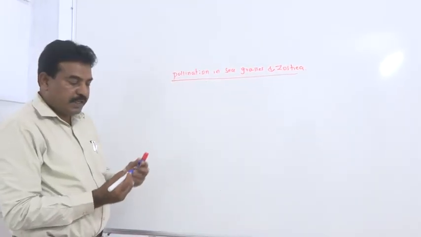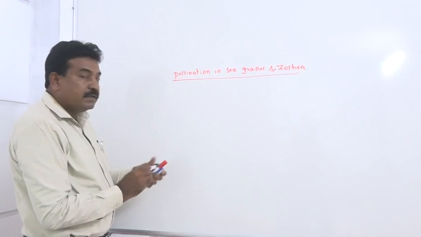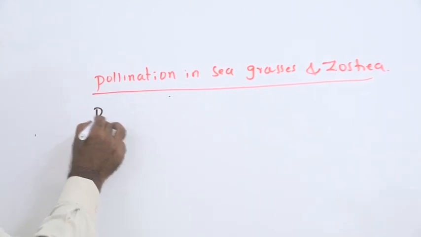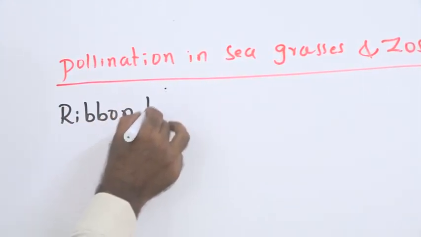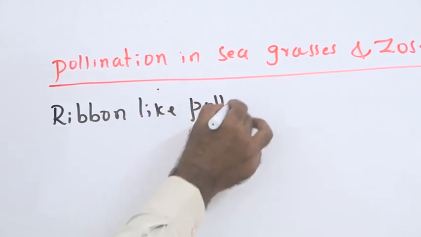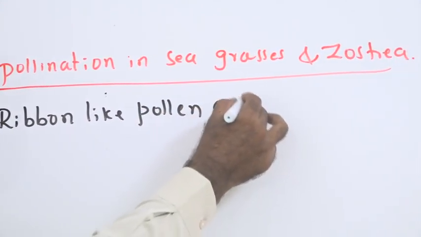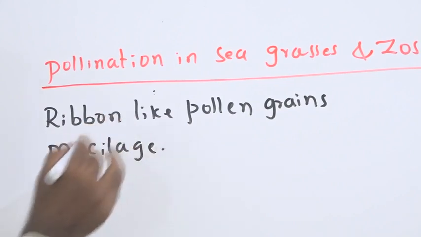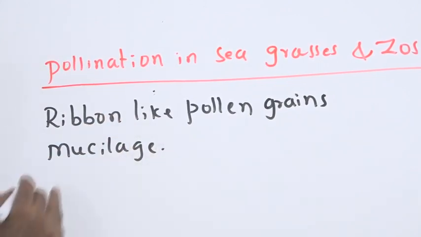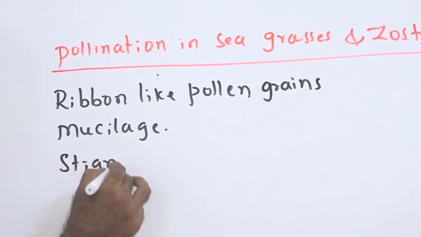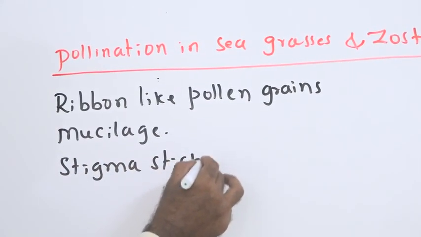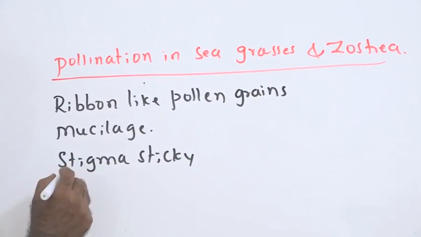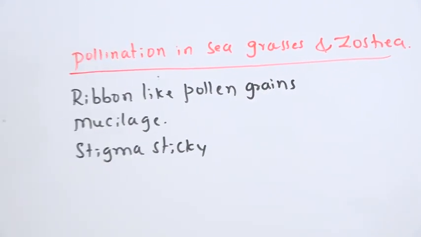Sea grasses and Zostera, these two aquatic plants are submerged. That means they remain inside. As a result, they possess ribbon-like pollen grains, and these ribbon-like pollen grains are once again covered by mucilage. Then in case of Zostera as well as seagrass also, the stigma is sticky. Once the pollen grains are released from the male flower, accidentally they reach the what? Sticky stigma, and pollination takes place.